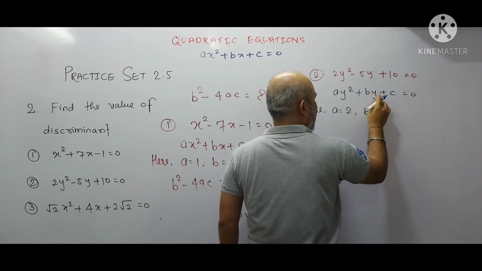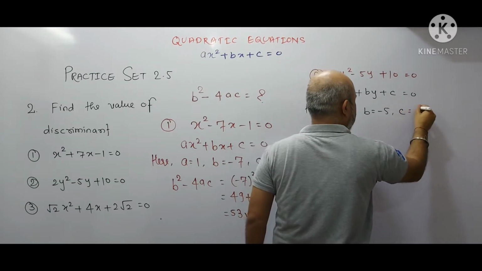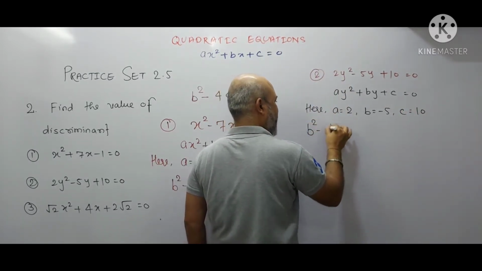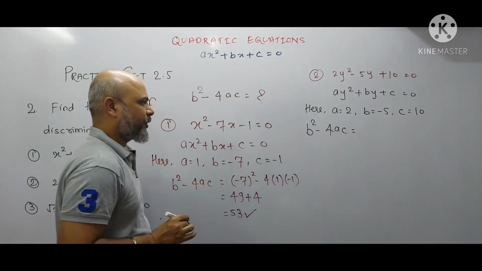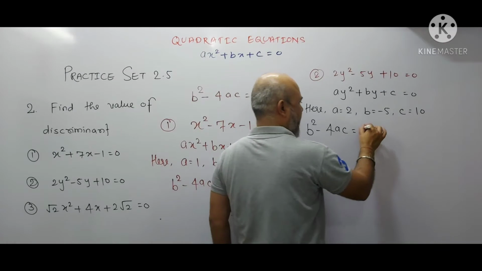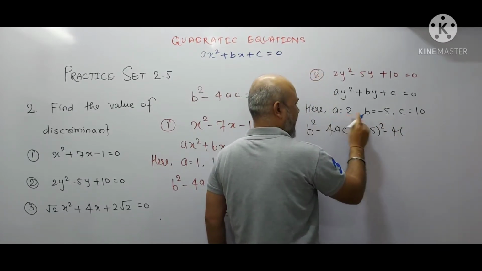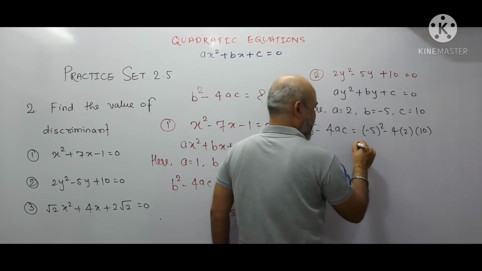B is the coefficient of y, which is -5, and C is the constant, which is plus 10. Now we'll find the value of discriminant b square minus 4ac, which is equal to b square, means -5 square minus 4. What is a? A is 2, and what is c? C is 10. So just simplify.